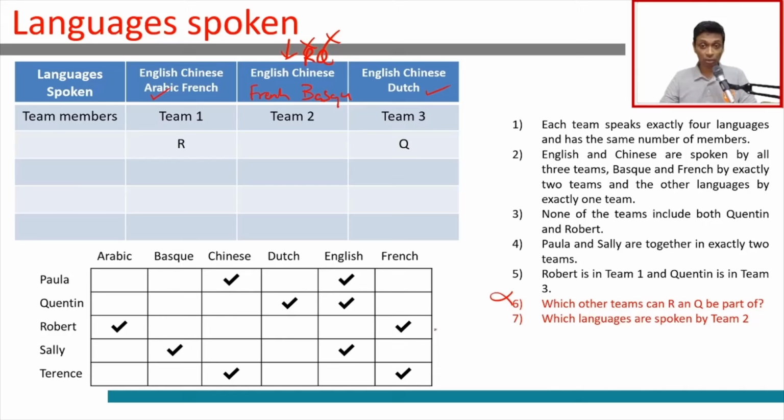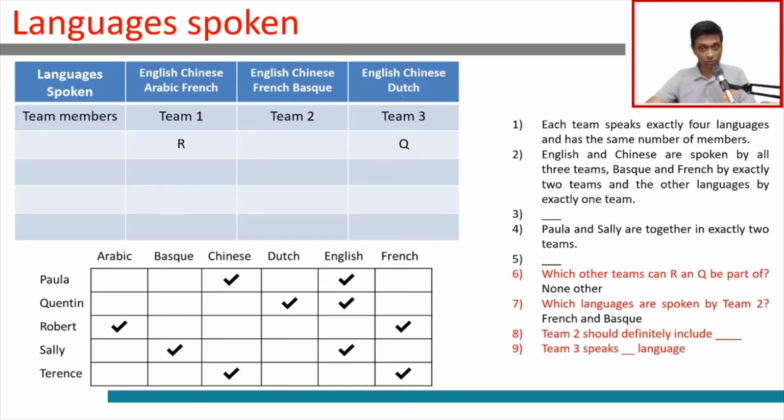And super. Now let's think about this. English, Chinese, and Dutch are spoken here. What should be the 4th language here? So, team 2, we know English, Chinese, French, and Basque. Team 3 has English, Chinese, and Dutch. Dutch and Arabic can be present in only one. French and Basque are present in 2. This has French and this has French. The Basque here, this should be Basque. Q brings in Dutch and English. We still need to bring in Chinese and Basque.